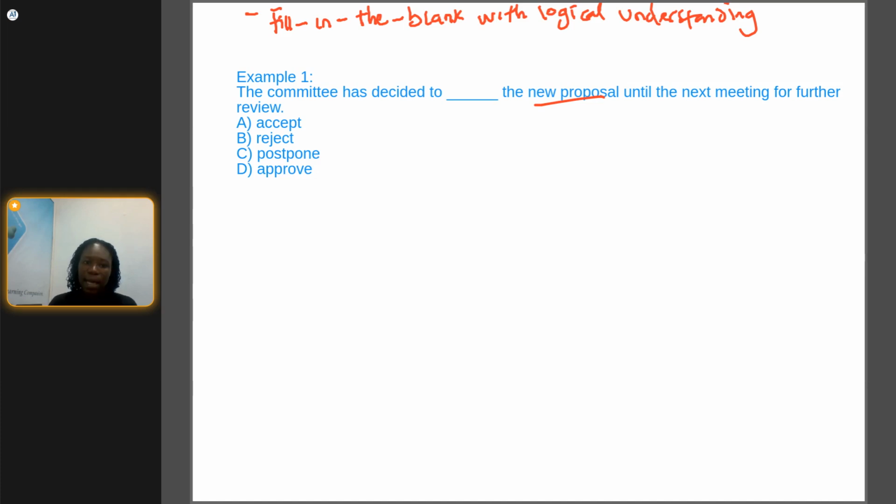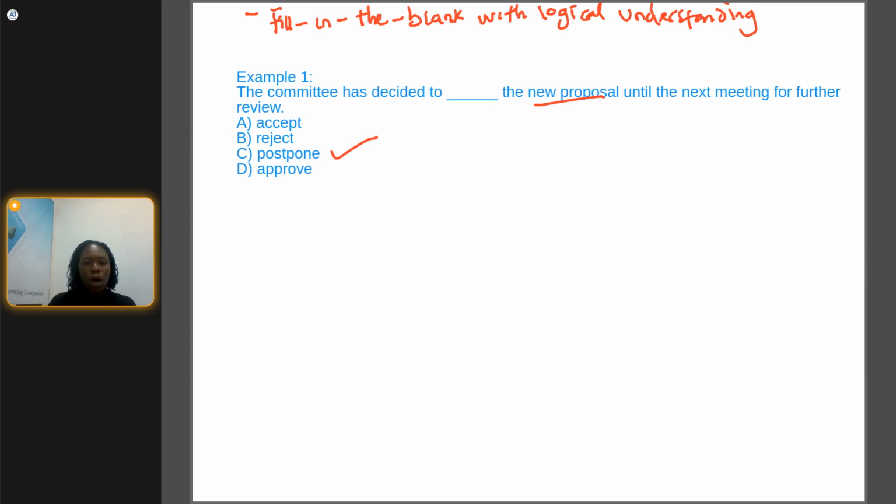So when you say accept, if they've accepted it, then there won't be a further review. If they have rejected it, there won't be a further review. If they postpone it, it means there's a tendency for a further review. If they had approved it, it means there's no need for a further review. So your logical thinking, what do you think the answer would be? Of course, it is to postpone. So the committee has postponed the new proposal.